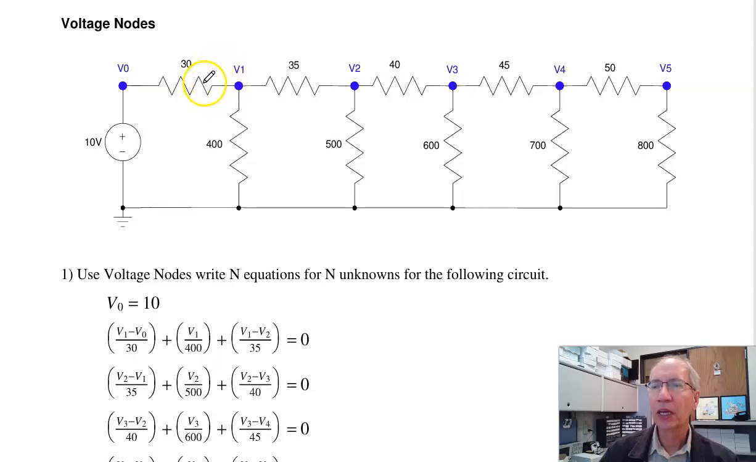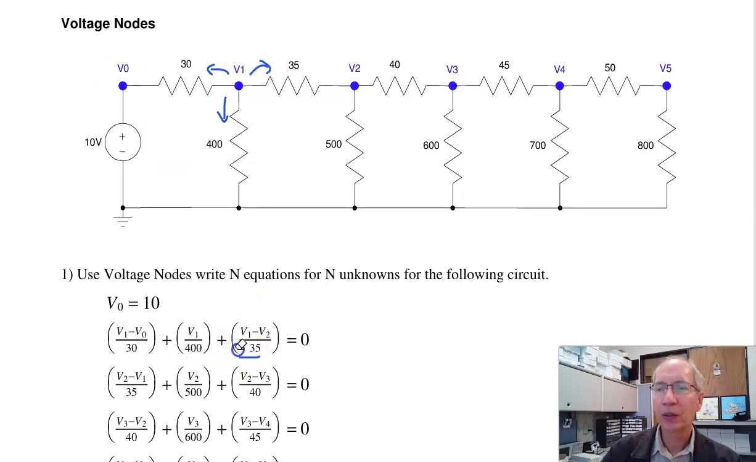At node 1, if I send the current to 0, the current left plus the current down plus the current right, I'll have to add to 0. The current left is (V1 minus V0) over 30, this term. Current down is V1 over 400. Current right is (V1 minus V2) over 35. That's everyone. That's got to balance. That's got to equal 0.